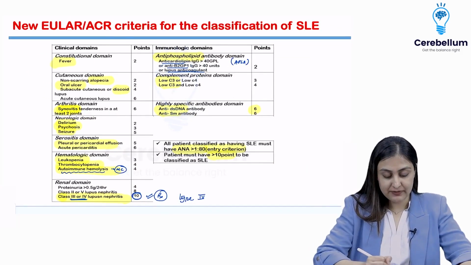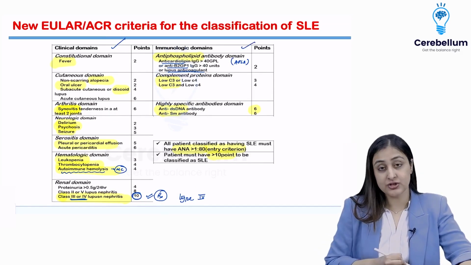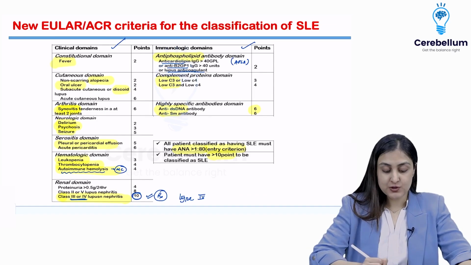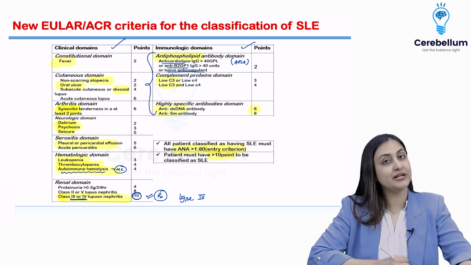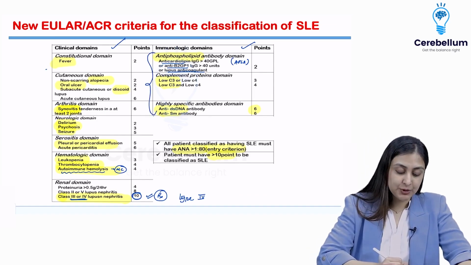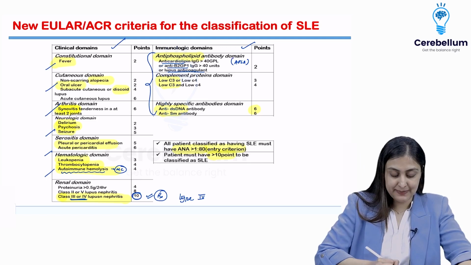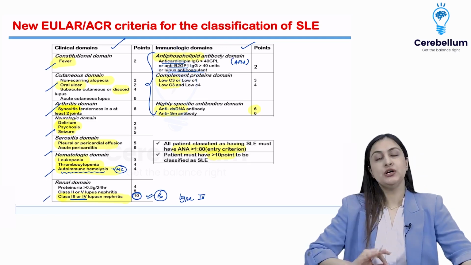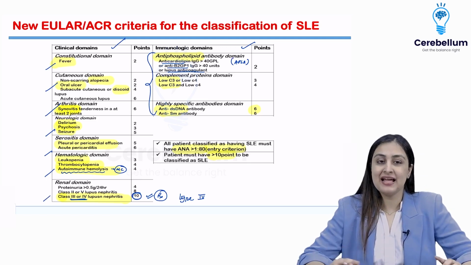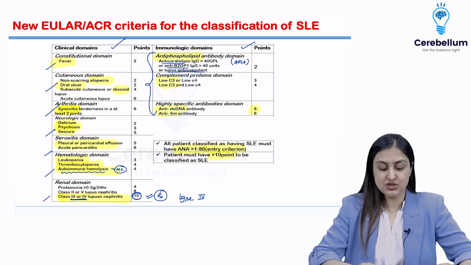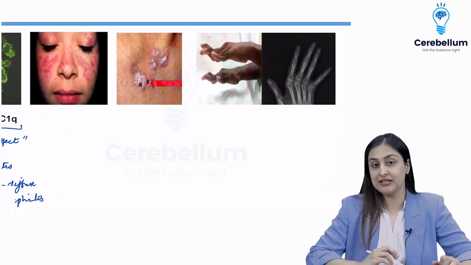So in a nutshell, we have clinical and immunological domains which need to be positive. So here we have APLA, complement and the antibodies. Here you have fever, cutaneous, synovitis, delirium, serositis, hematologic and renal. So you need not memorize this entire list, just go through the manifestations once. What you can get questions from are the images.